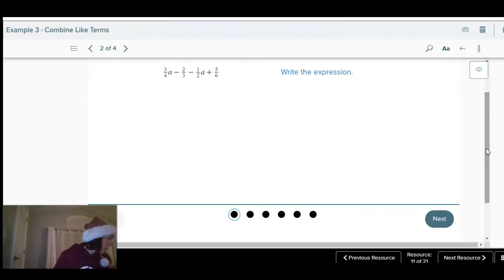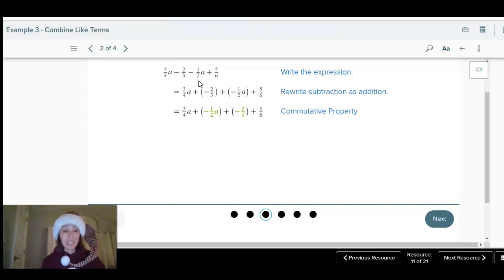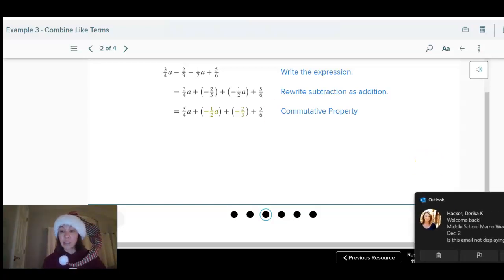So you can follow along on page 236 here. If we were going to rewrite everything as addition, this would be plus negative 2/3 a and then plus negative 1/2 a. So again, whatever works for you. If rewriting it is easier, do that. If it's not, and you just want to do what I did and just circle the terms and then add those together, you can do that as well.